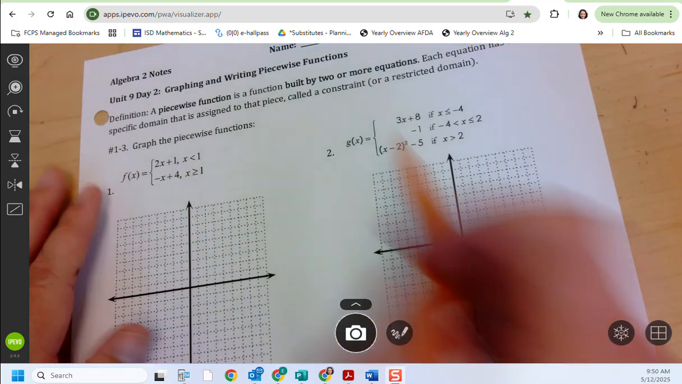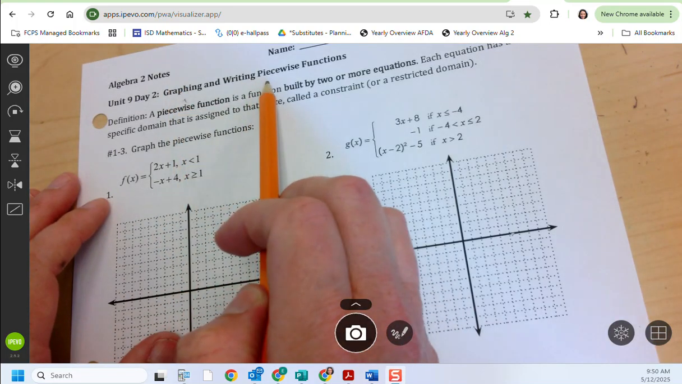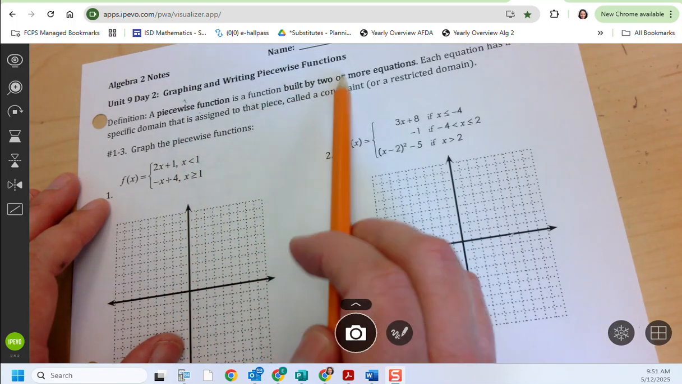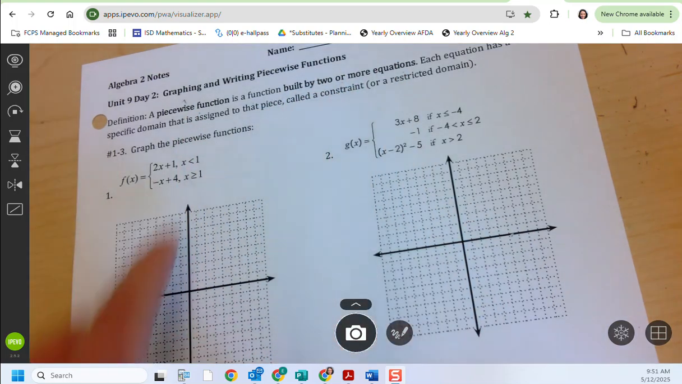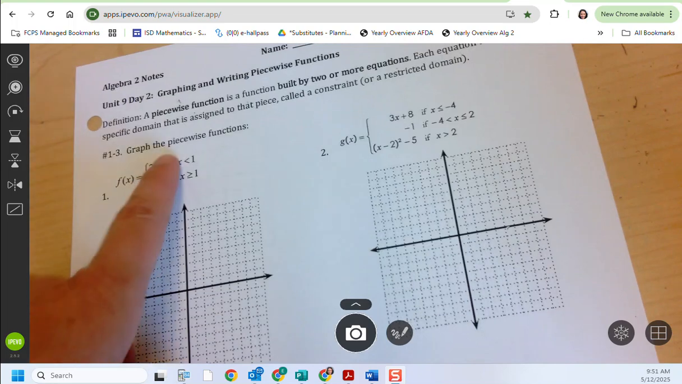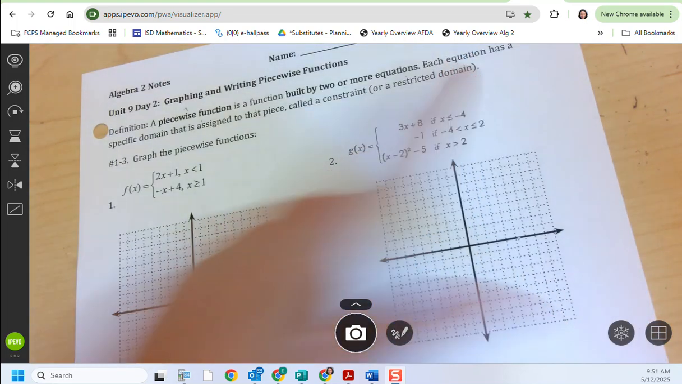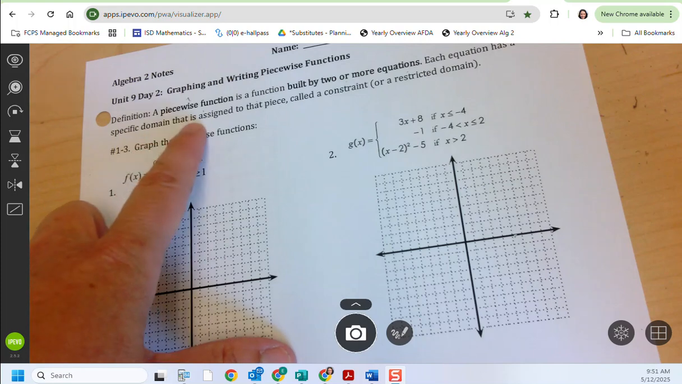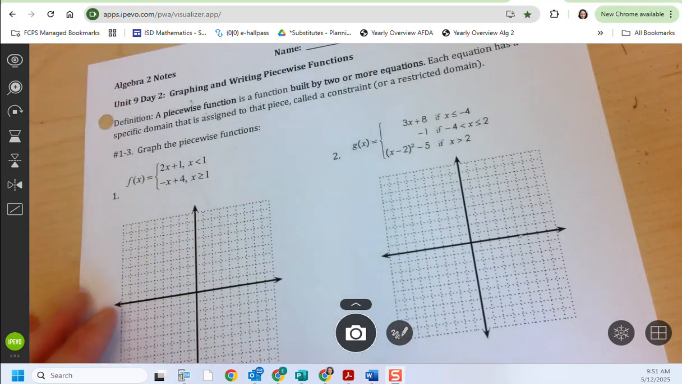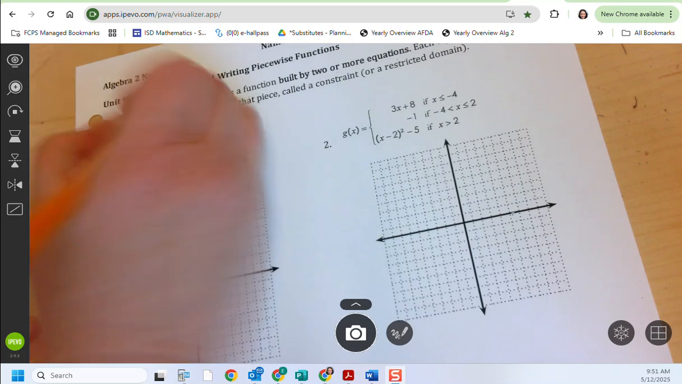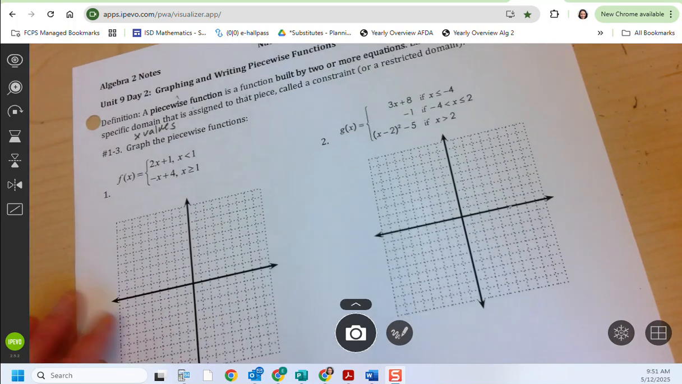Today we are graphing and writing piecewise functions. A piecewise function is a function built by two or more equations. So do you see how this graph has two or more equations? Each equation has a specific domain. Remember, domain is x values that is assigned to that piece called a constraint.